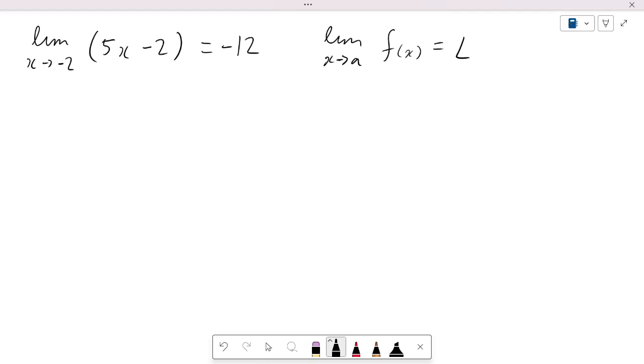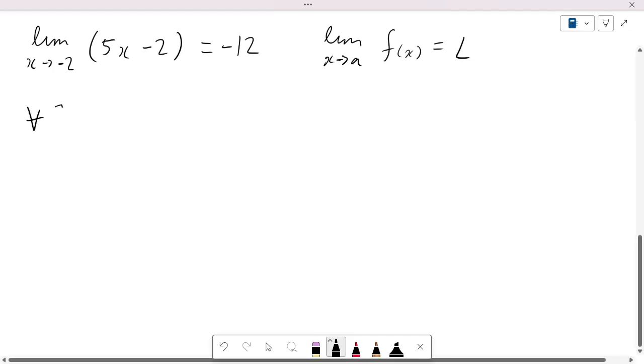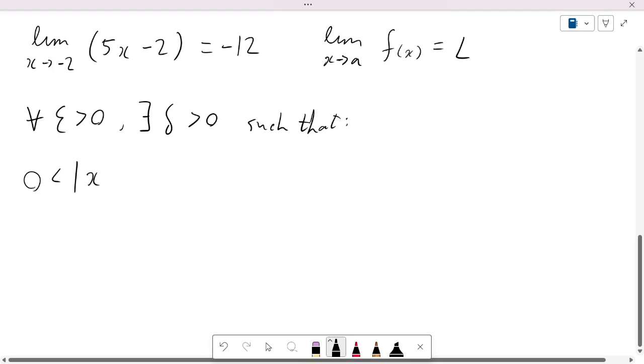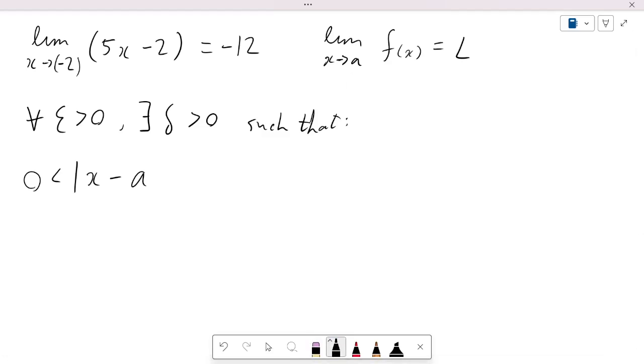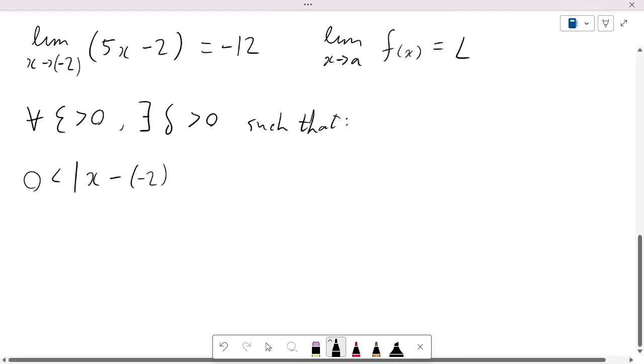So just bear with me for now. We're going to use the definition. For every epsilon that is greater than 0, there will exist a certain delta that is also greater than 0, such that we will have 0 is less than the absolute value of our x minus our a value. And remember, if we're saying x minus a, we need to substitute our -2 in, right? So that is our a value, according to what I've said just now. So we're going to substitute -2. And then we're going to say that this is also less than our delta.